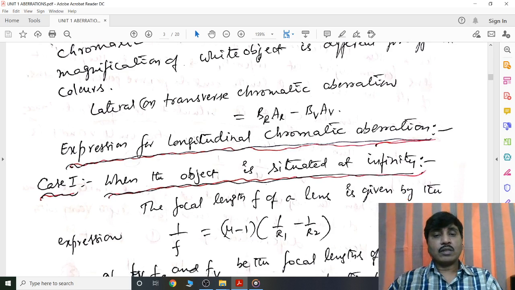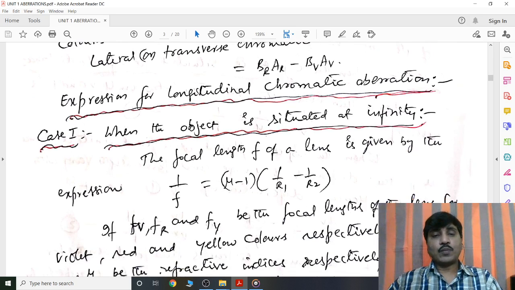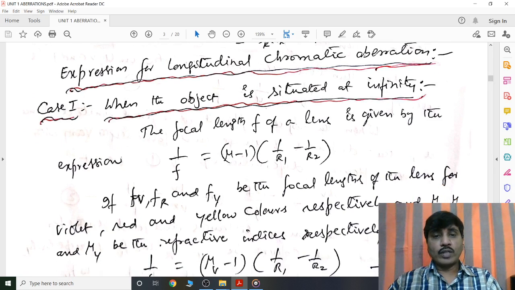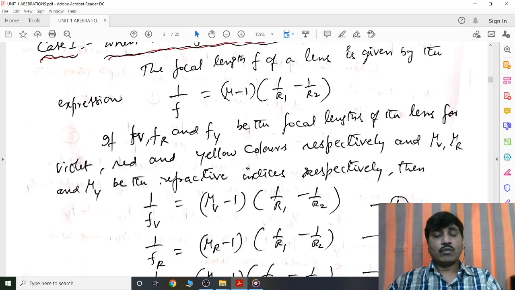Now, I would like to explain the derivation of the expression for longitudinal chromatic aberration. Case 1: when the object is situated at infinity, we know that the focal length of the lens is given by 1/f = (mu - 1)(1/r1 - 1/r2).